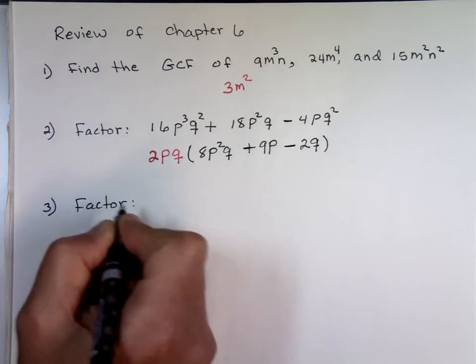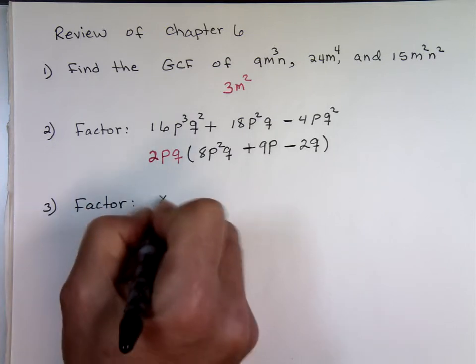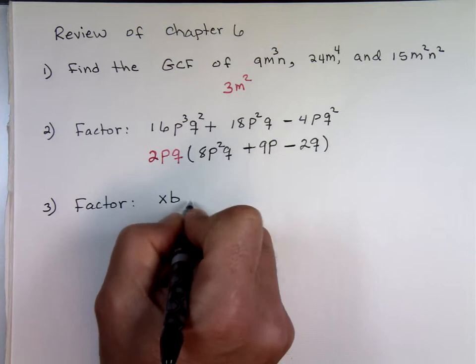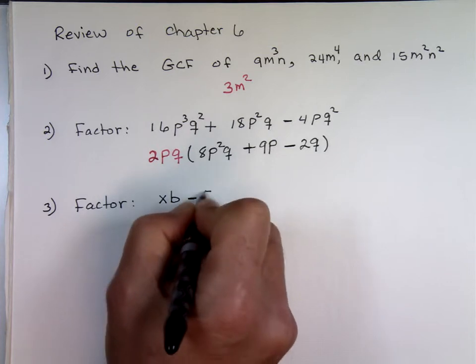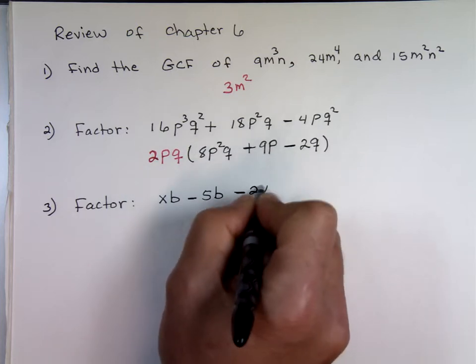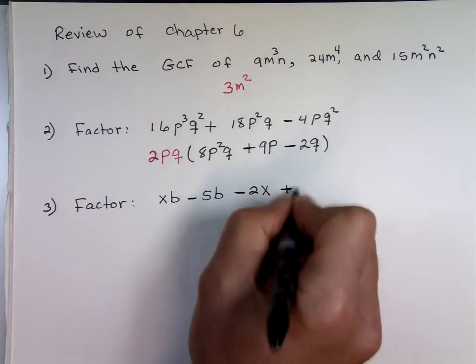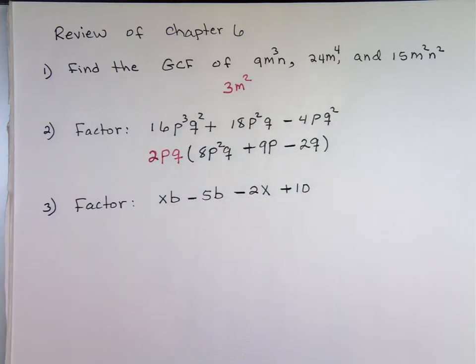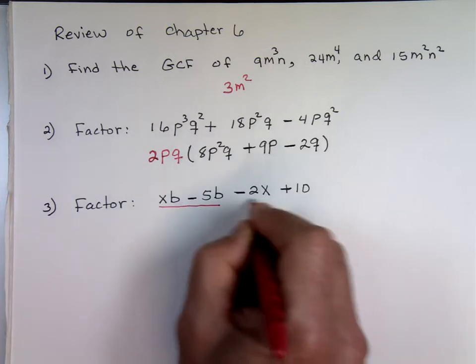Let's try another one. Factor xb, I'm sorry, xb minus 5b minus 2x plus 10. Factor that. Notice you have 4 terms. When you have 4 terms, you want to be thinking about factor by grouping. That's the first group. That's the second group.